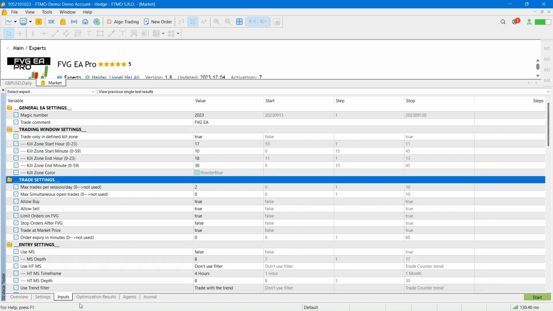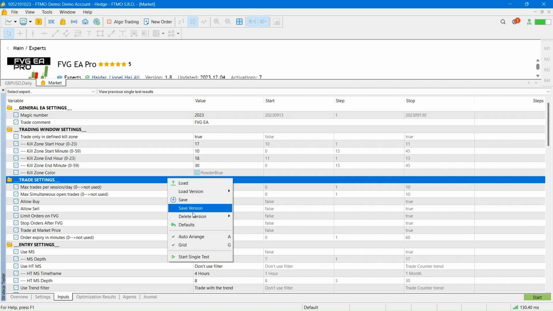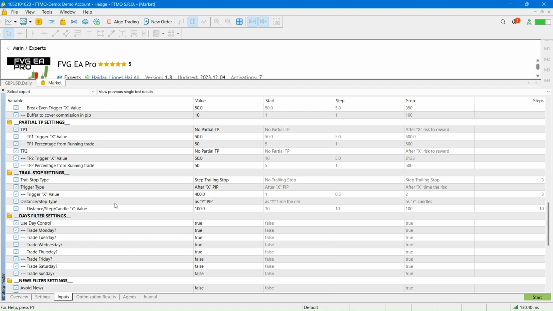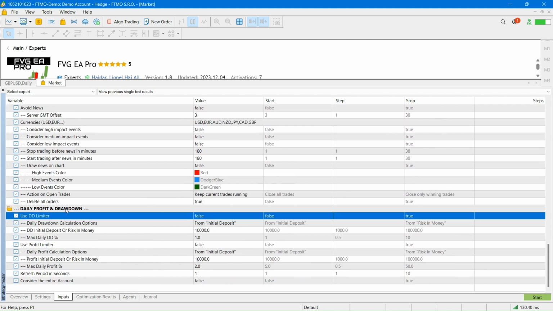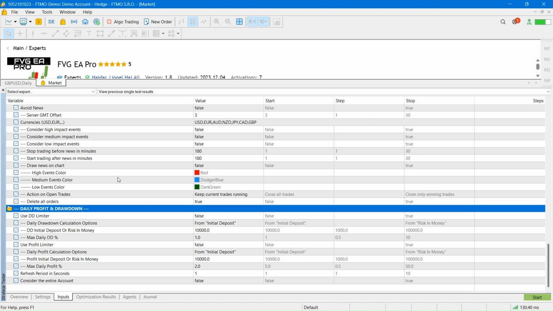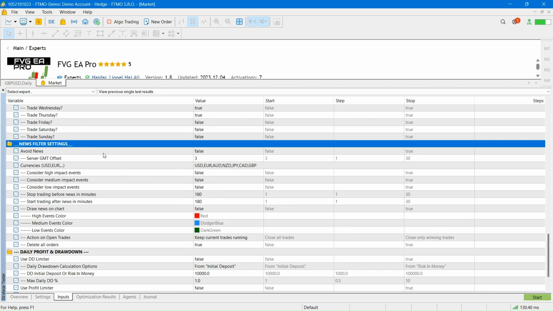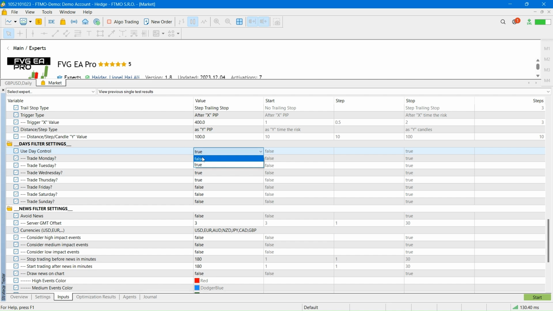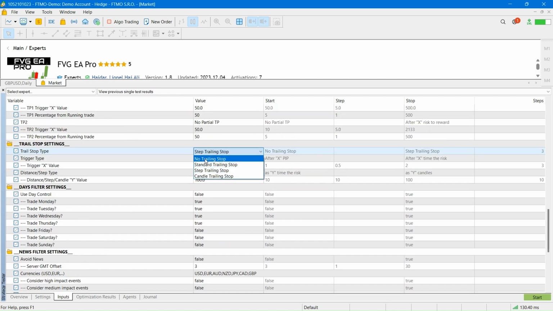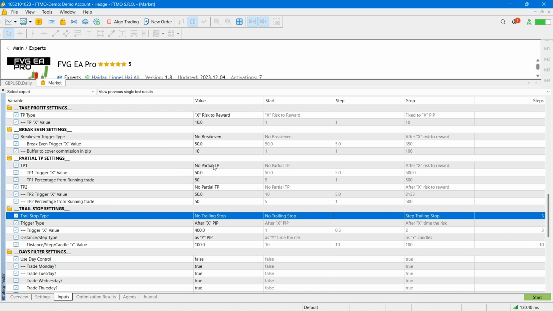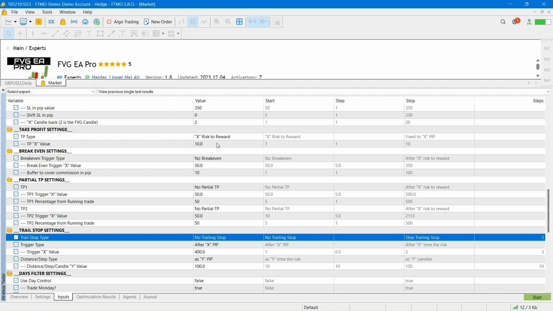So let's go to the inputs. I'm just going to take the default inputs. I'm going to first remove all that I don't want to test. So I don't want to test the daily limit. It's good, I'll keep it. I don't want to test the news filter. Okay. I don't want to do any control on days, I'm going to trade all the days. I don't want to use any trailing stop as a first session. I don't have partial profit, neither break even.